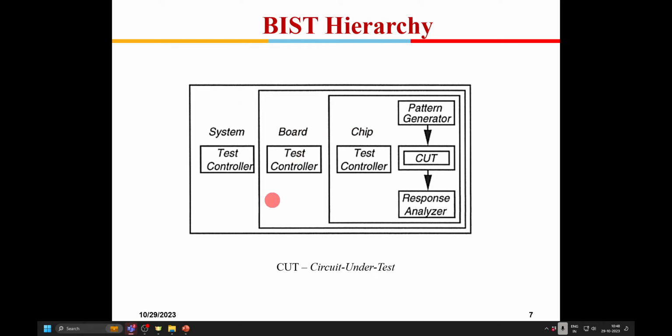So multiple chips on the board will be checked, and then there could be multiple PCBs in a particular system. So at the system level also there could be some test controller and some test signals. Okay, so this is the hierarchy. So here within the chip, if some circuit fails, and if a fault tolerant design is available, maybe that part of the circuit can be isolated and some other circuit can be switched in, right, that kind of thing can happen.